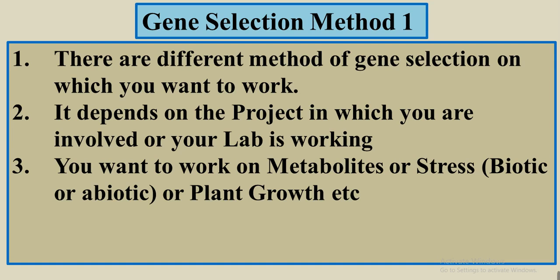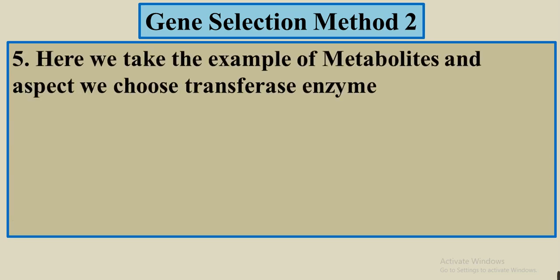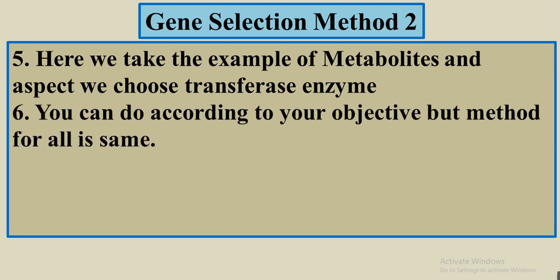Here I have only given examples, and these are the broad categories: metabolic, stress, or plant growth. After selecting this, you have to choose what type of genes you want to work on, either transporters, transcription factors, or functional genes. Here I give the example of metabolites. I want to work on metabolites, and the gene that I have chosen is an enzyme, and from enzymes, the transferase enzyme. But you can choose according to your objective, and the method for selecting all these genes is the same.